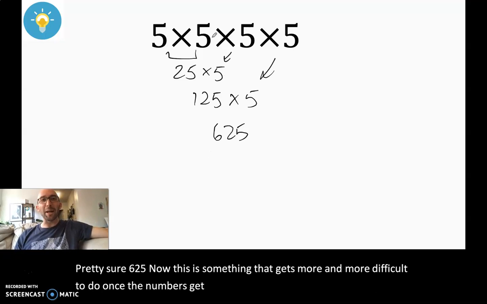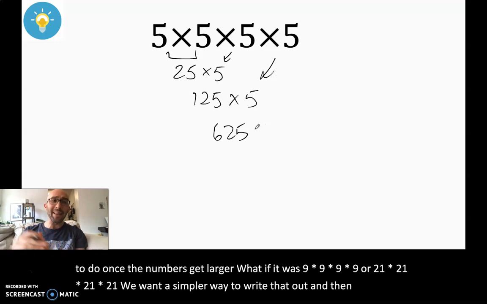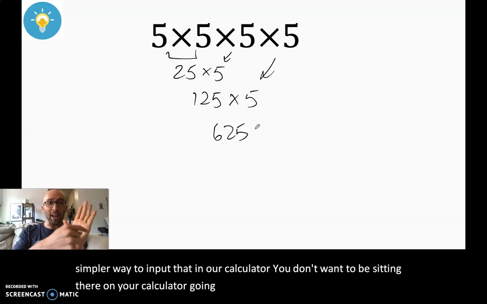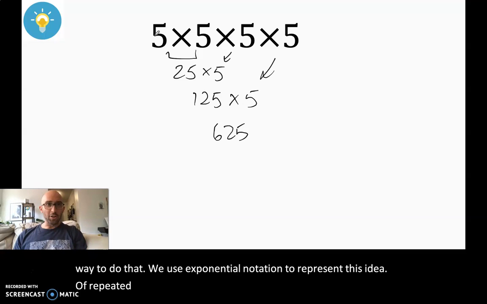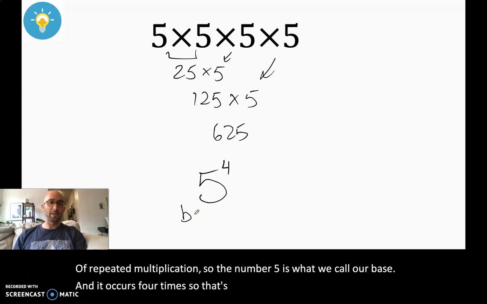Now, this is something that gets more and more difficult to do once the numbers get larger. What if it was 9 times 9 times 9 times 9? Or 21 times 21 times 21 times 21? We want a simpler way to write that out, and then honestly, a simpler way to input that in our calculator. You don't want to be sitting there on your calculator going 5 times 5 times 5 times 5. You want a quick and easy way to do that. We use exponential notation to represent this idea of repeated multiplication. So the number 5 is what we call our base, and it occurs 4 times. So that's our exponent. Base and exponent.